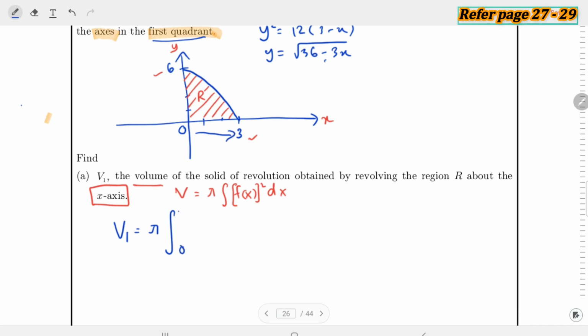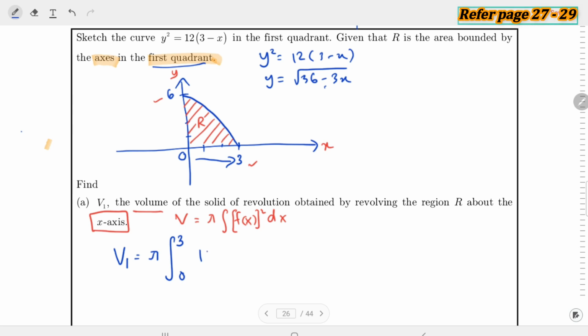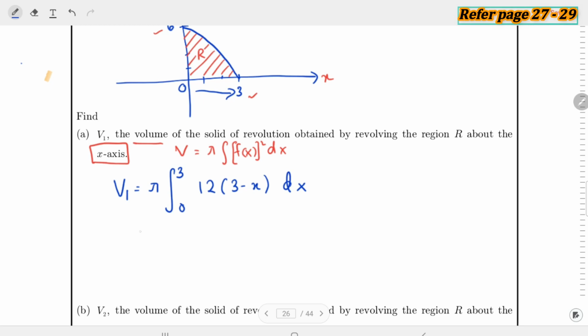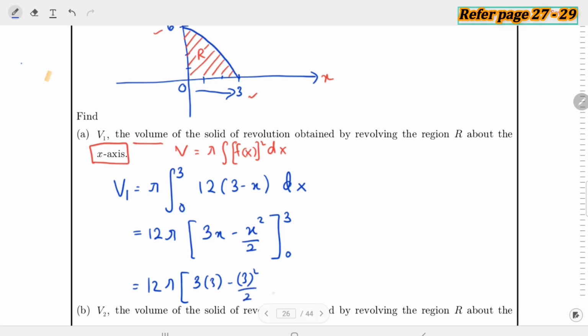So from 0 to 3 of this function f(x) squared, we know f(x) is 12(3 minus x). Please don't get confused because this is y squared, so I just straight away put the function here, dx. Since 12 is a constant, I can take out the 12 here: 12 pi, then inside, 3 integrates to 3x minus x squared over 2, from 0 to 3. So equals 12 pi times 3 squared minus 9 over 2, minus 0. So what do we get here? The volume is 54 pi units cube.